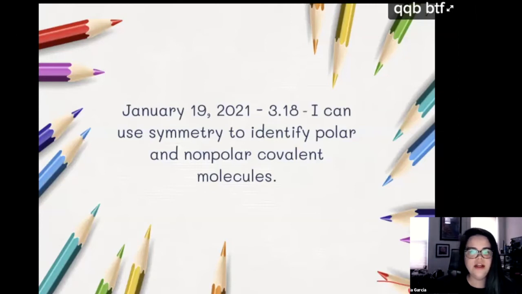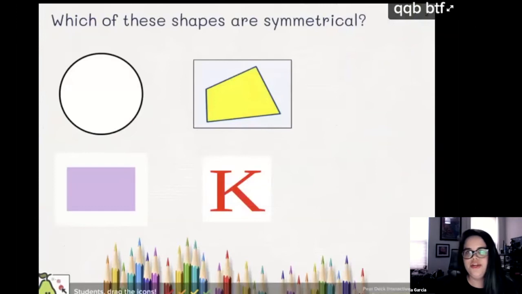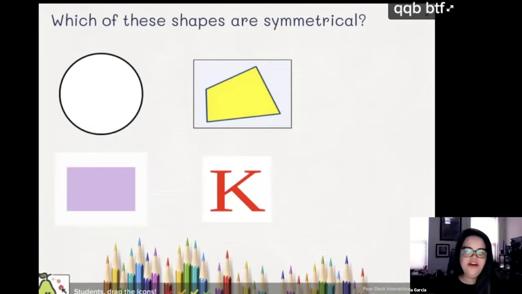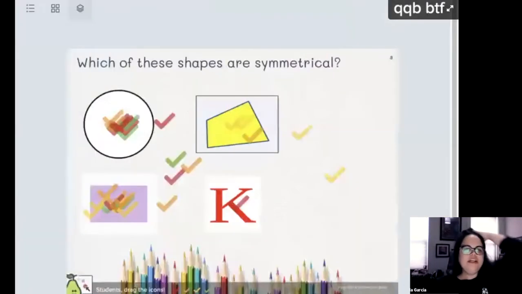And so we're going to start here with symmetry. So I can use symmetry, so it's important for you all to know what it means to be symmetrical. So on your Pear Deck, I would like you to use the provided check marks and drag them on top of any of these pictures that you think is symmetrical. Depending on how you define symmetrical, there may be some differences of opinion for one of these pictures, but we'll see what we get, okay? 30 seconds.